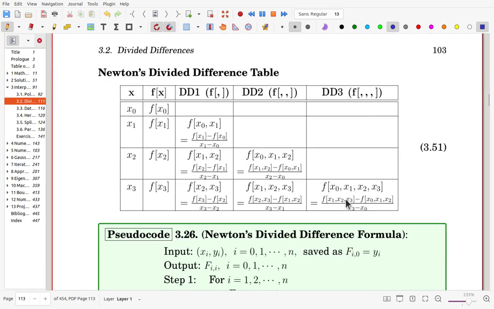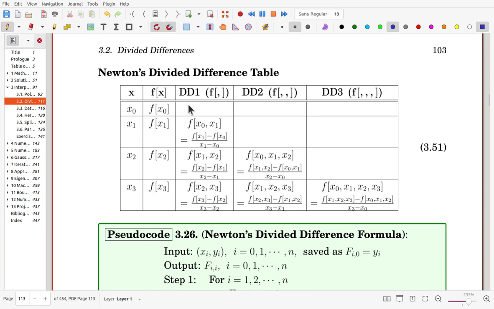Here we have Newton's divided difference table. In the beginning, those are the x values, x0, x1, x2, x3. That is the zeroth divided difference. So at x, that is f of x0, f of x1, and so on. You may write down here y0, y1, y2, y3.